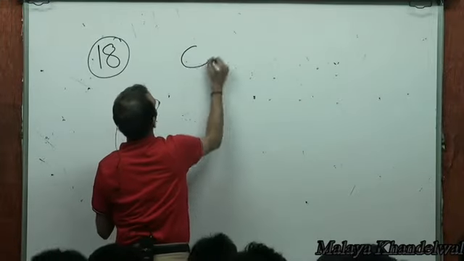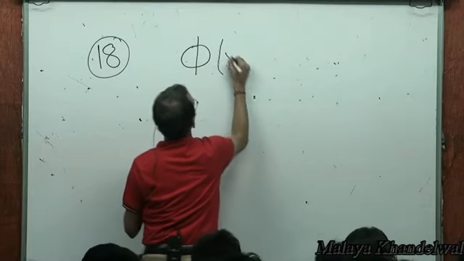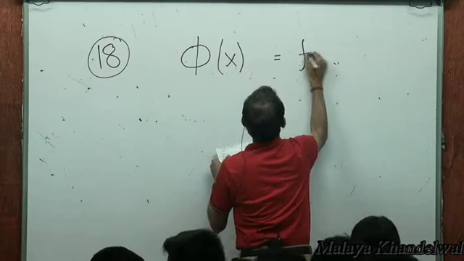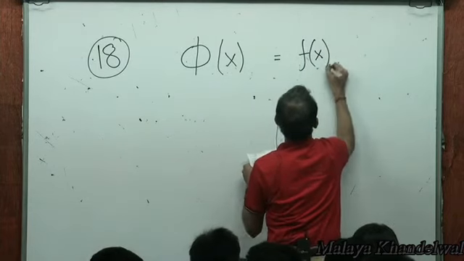We have a function phi x given as f x plus f of 1 minus x.